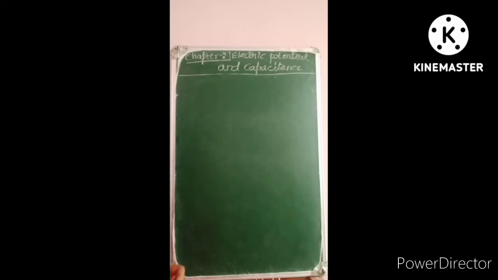Today we are starting with the second chapter, that is electric potential and capacitance. In the previous videos I have made the topics related to chapter 1, that is electric charges and fields.